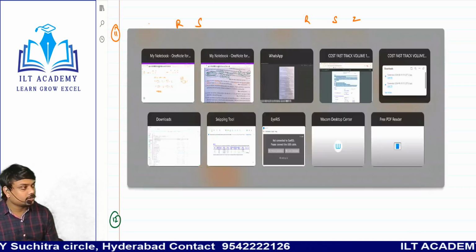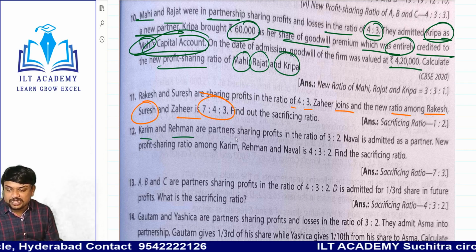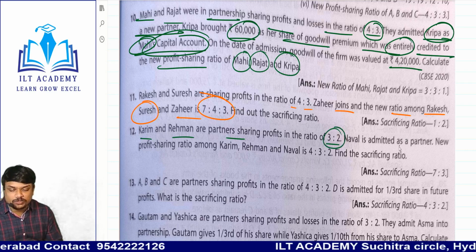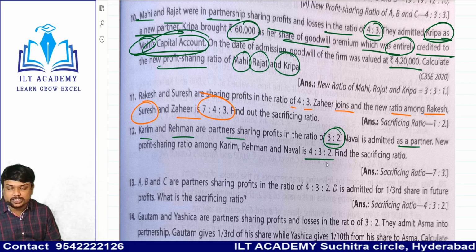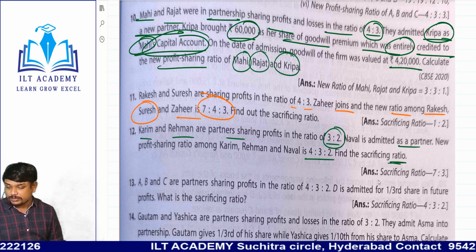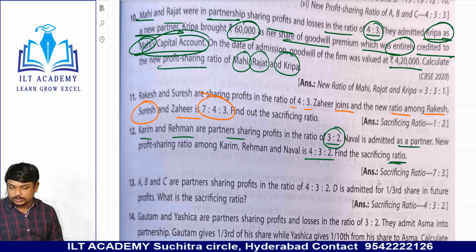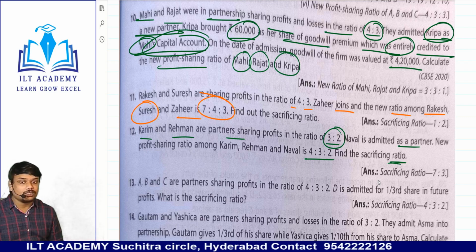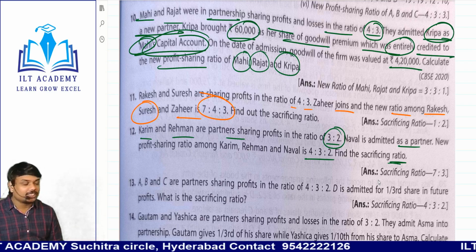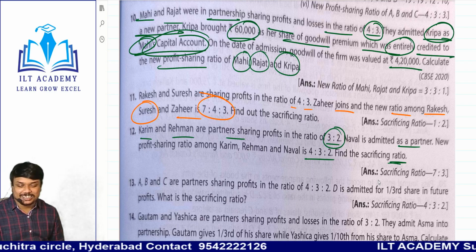Next. Seema, next question. Kareem and Rehman are partners sharing the ratio 3:2. Now he is admitted as a partner and the new profit sharing ratio is given. Find the sacrificing ratio. You calculate it, fast. It is 7:3. Don't see the answer, do the calculation.